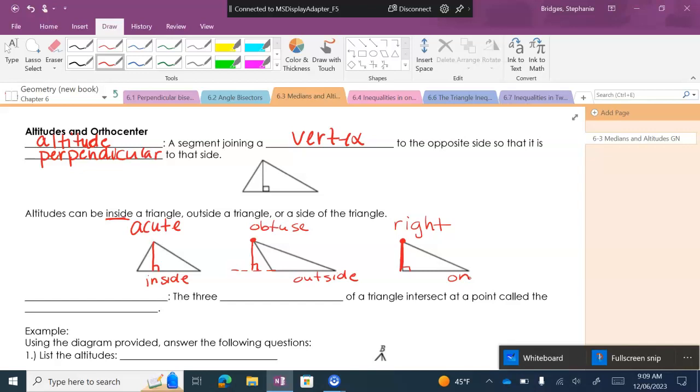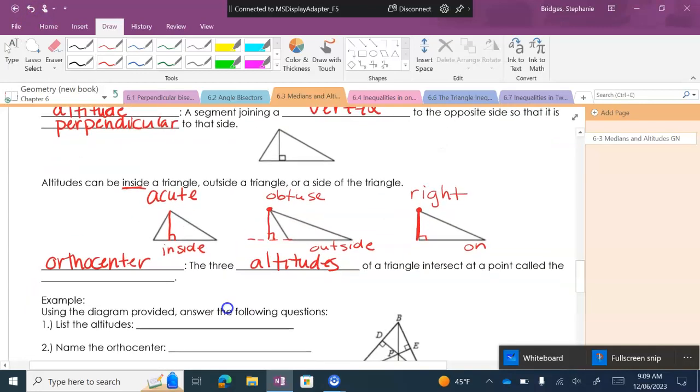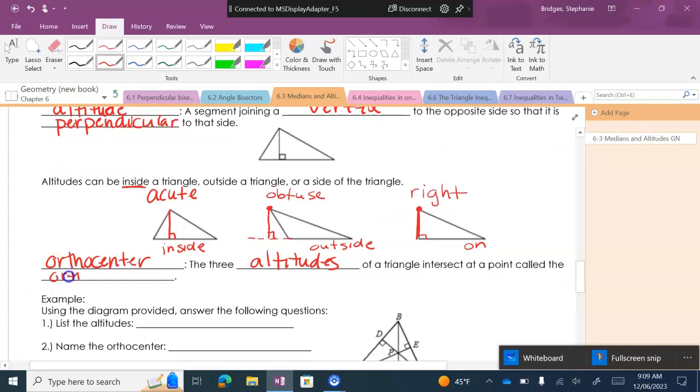All right, the next one, the altitude has a point of concurrency called the orthocenter. Okay. And the three altitudes, can't spell. Altitudes of a triangle intersect in a point called the orthocenter.